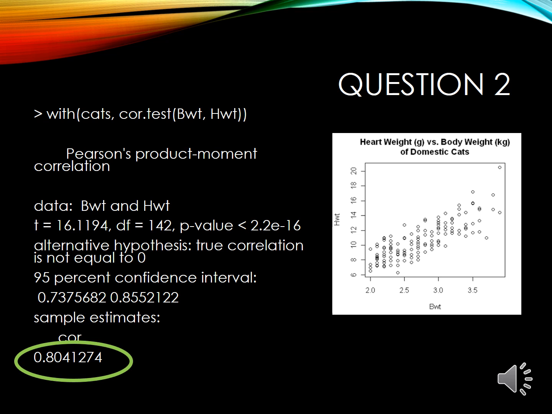The correlation coefficient is 0.8041274. You can read that off the R output. This value indicates that there is a strong, positive, and linear relationship between the 2 variables. The coefficient of determination is the correlation coefficient squared. So 0.804 squared equals 0.64662.